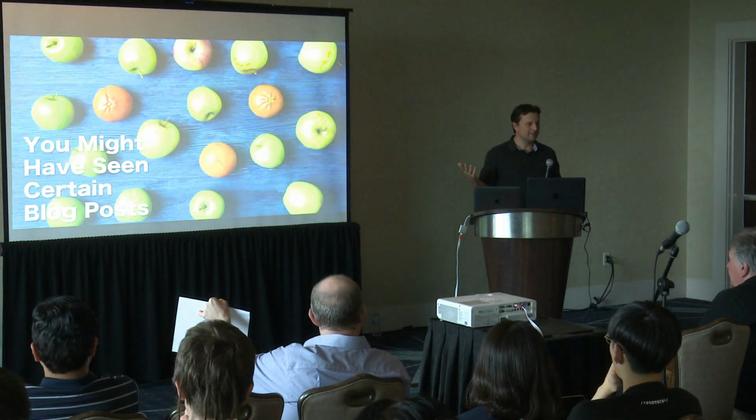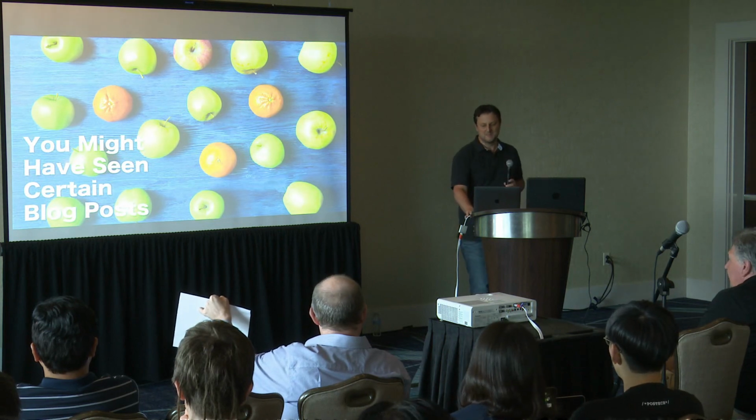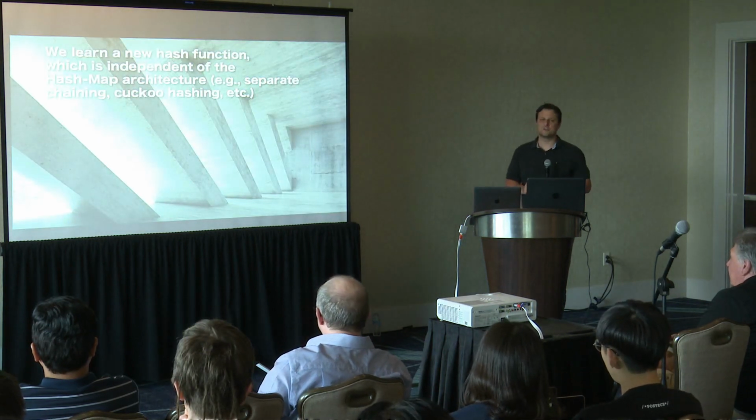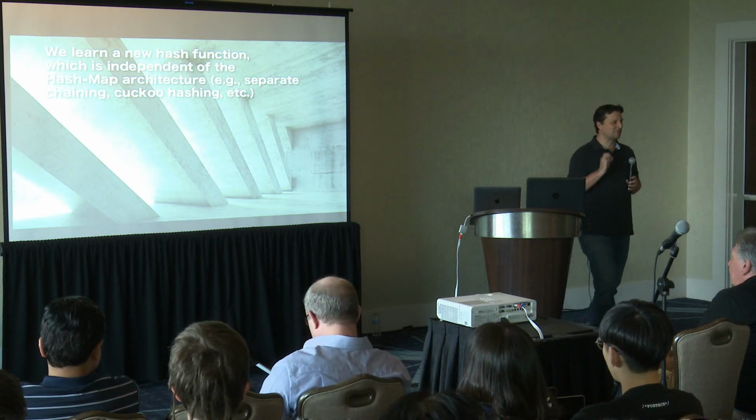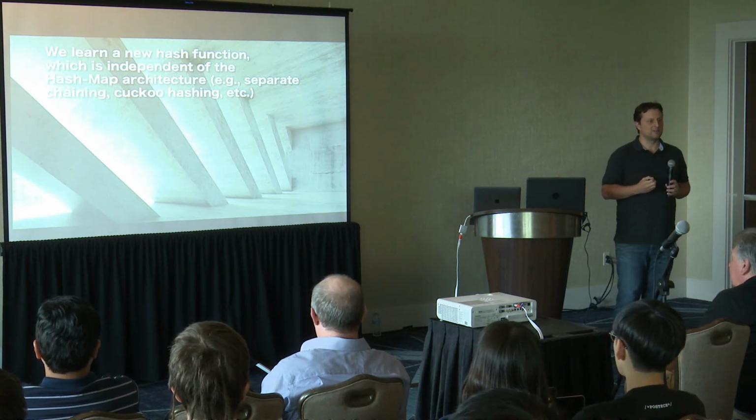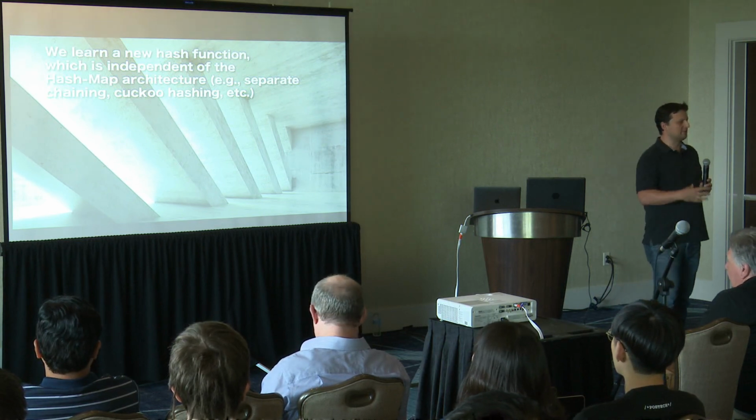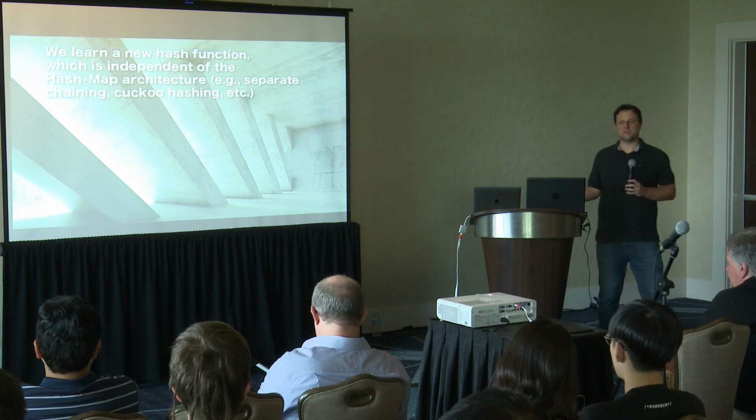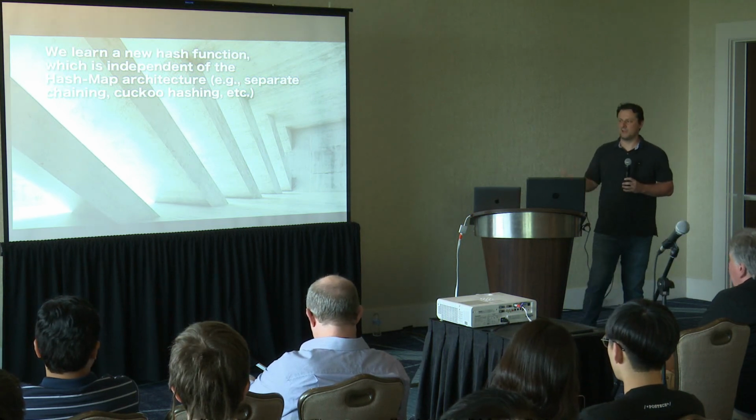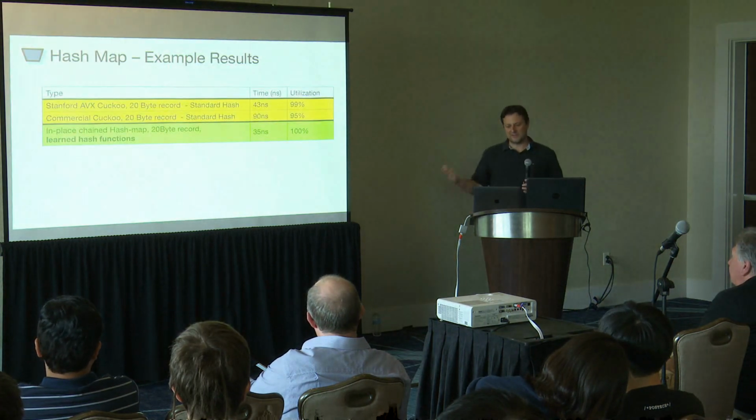Yet again, you might have seen a certain blog post, right? But what the blog post got significantly wrong is that we are not replacing the hash map architecture. We are only building a better hash function. You can think of it as a different way to build a perfect hash function, using a continuous model. And you can use it with different hash map architectures, for example, with cuckoo hashing, separate chaining, or whatever else you want to come up with. Right? So we have results on that.